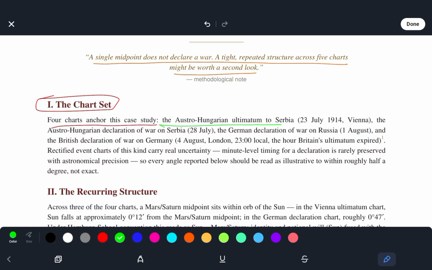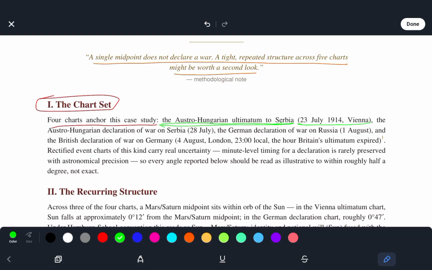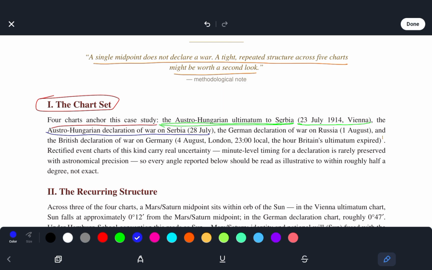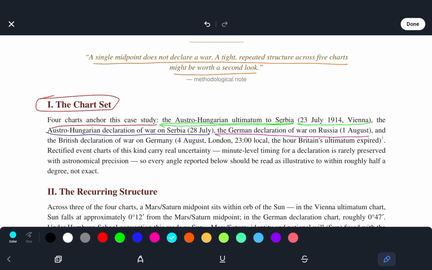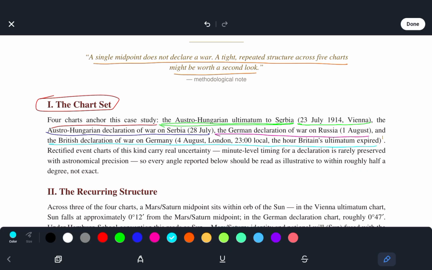The Austro-Hungarian ultimatum to Serbia, which occurred July 23rd, 1914 in Vienna. The Austro-Hungarian Declaration of War on Serbia, July 28th. The German Declaration of War on Russia, August 1st. And the British Declaration of War on Germany, August 4th, London. The hour Britain's ultimatum expired, which is 2300 local.